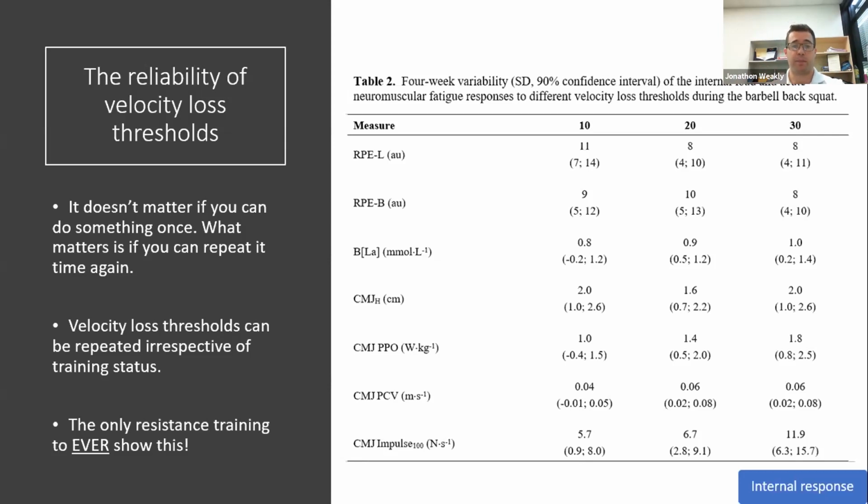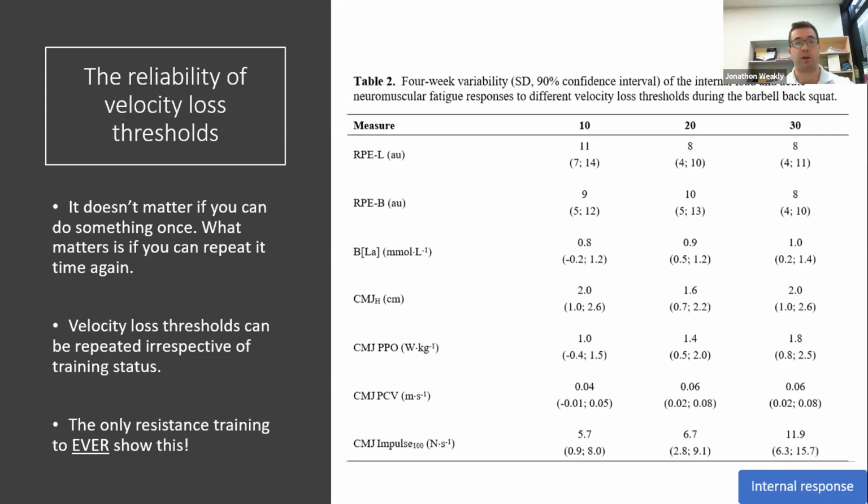And the great thing about it is that the variability in the internal response, so the metabolic, the neuromuscular, and the perceptual responses, are identical. They're very, very similar to within-day and very acute reliability studies. This means that the internal response across time is the same. Now, this is a really amazing thing.